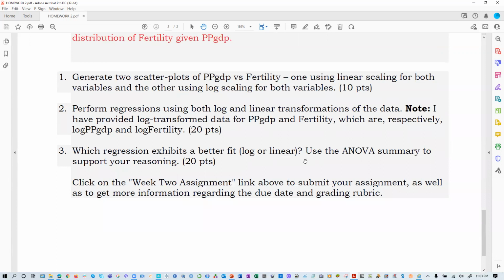Better fit, log or linear? They were asked about the log or linear, but when it comes to the log one, they just want you to simply say the set of PP versus this one. See, very easy. Perform regression using both log and linear transformation of the data. I have provided log transform data for PP, GD, and fertility, which are respectively log, and log. See, they were already in the system.